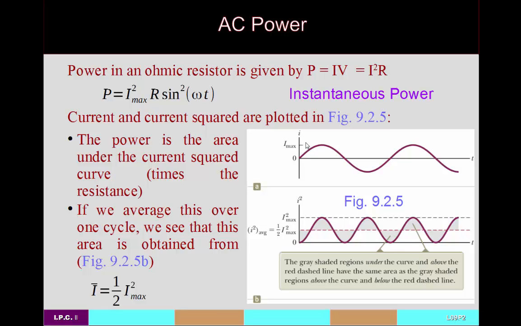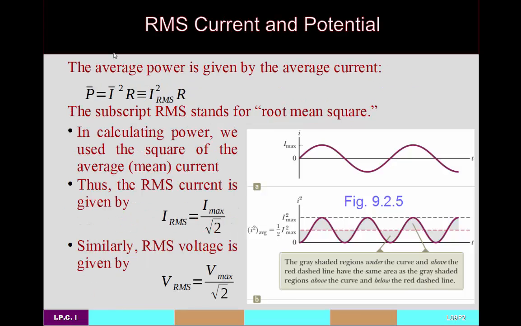In general, you can get the power by figuring out the area under the current squared curve versus time, and therefore you can find an average. If you do that over one cycle, what you find is that the average current squared is 1/2 of the maximum current squared. And hence the average power is given by the average current squared times the resistance.